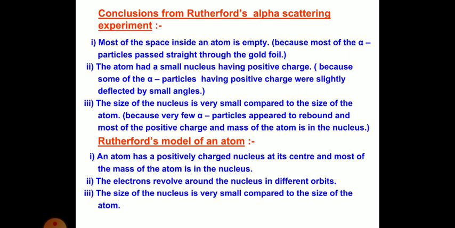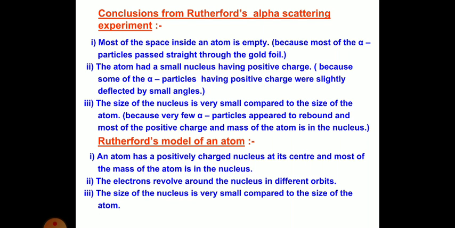And according to the second observation, the atom had a small nucleus having positive charge. This is because some of the alpha particles having positive charge were slightly deflected by making small angles. It means the atom had a small nucleus which has a positive charge, meaning there is a presence of protons.